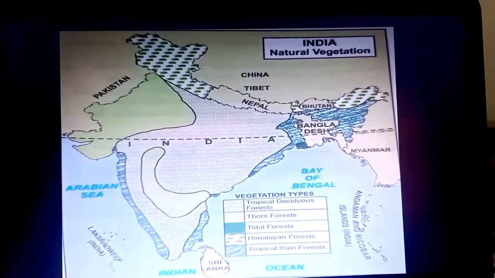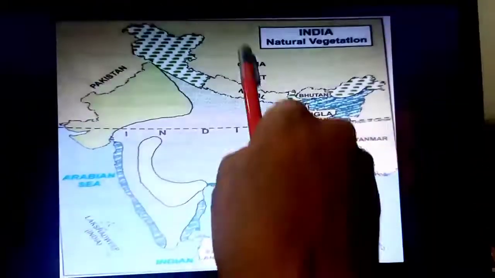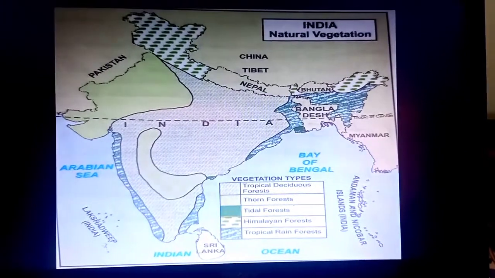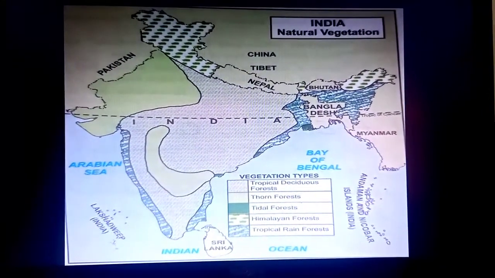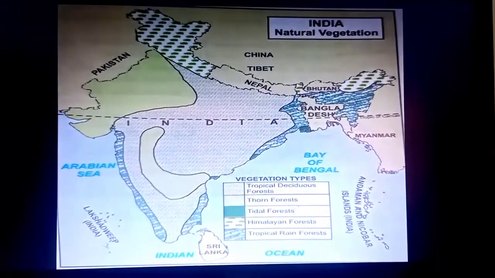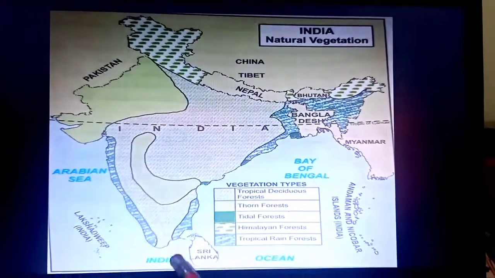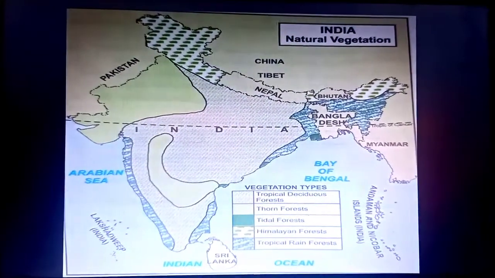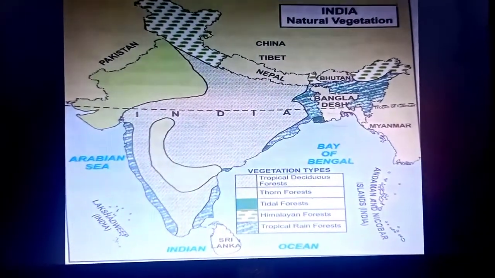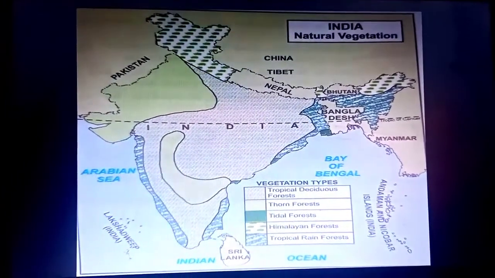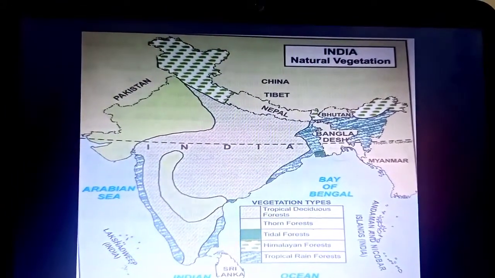The next is the Himalayan forest. So northern part of India, which is mountainous, here is found the Himalayan forest or the mountain vegetation. And the last one is tropical rain forest. So in the tropical parts of India and the areas which receives very heavy rainfall support tropical rain forest. So let us proceed further.